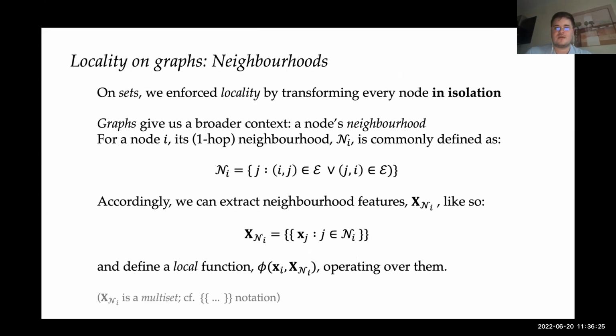Now, one thing that's exciting about graphs, and you don't get it in sets, is the idea of neighborhoods. On sets, there were no real neighborhoods, every node for itself, really. Here, we suddenly have a broader context. Each node has a neighborhood, Ni, of all the nodes directly related to it. Using those neighbors, we can extract neighborhood features, which I call X_Ni. It's just the multiset of all the node features adjacent to a particular node. And now our local function doesn't just have to look at one node, it can also look at the whole neighborhood features around that particular node.